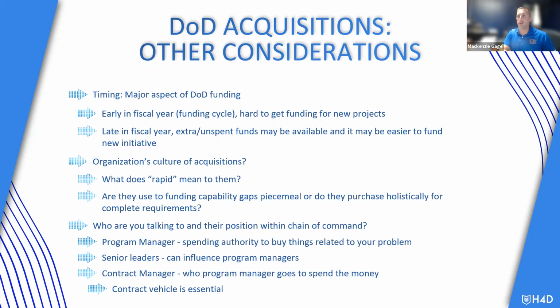So with DoD funding, we've talked about it a little bit. Timing is key. This fiscal year starts on 1 October. Ideally, a budget's approved then, and the DoD doesn't move into a continuing resolution. But it's actually a little bit counterintuitive. Early in the fiscal year, when funding is just coming online, typically it's hard to get money for new projects, especially if you're in a continuing resolution. Late in the fiscal year, the DoD is a use it or lose it type environment.